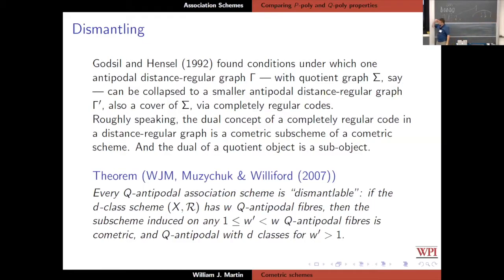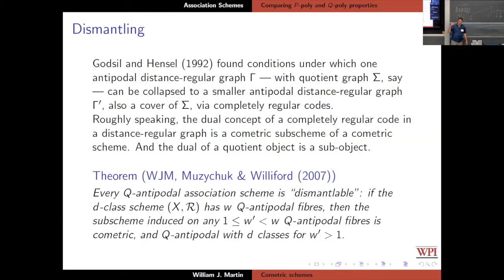So now you say, what should the dual theorem be? Well, the dual of a completely regular code is a Q-polynomial subscheme, but completely regular codes don't always imply quotients. You have to have a partition into completely regular codes. So if you think about what the dual object should be, it should be possible to take, instead of a subset of a fiber, a subset of the fibers and delete that, and you should still get a Q-antipodal association scheme. And we proved that with Misha Muzychuk and Jason Williford.